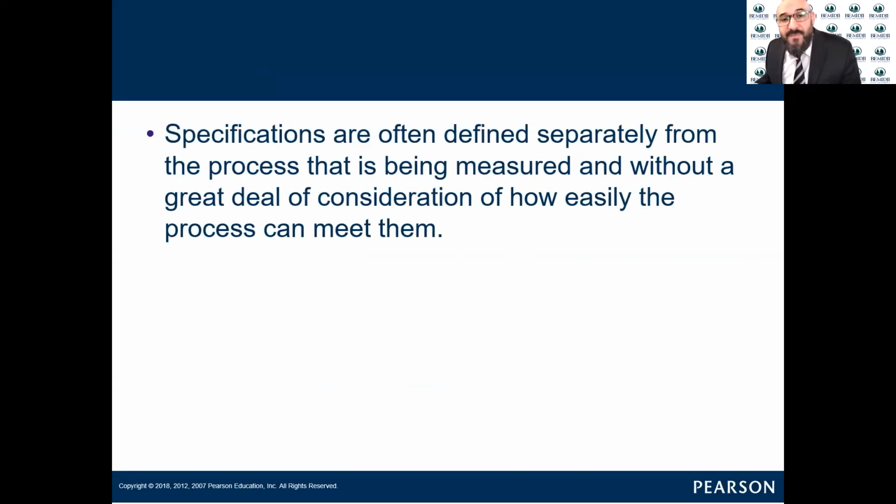Specifications are often defined separately from the process being measured and without a great deal of consideration of how easily the process can meet them. So this is the one thing that I want to tell you: the upper specification limit and lower specification limit are not calculated. These are given to you. These are from the customers. These are from the design team. So you don't have to calculate that.